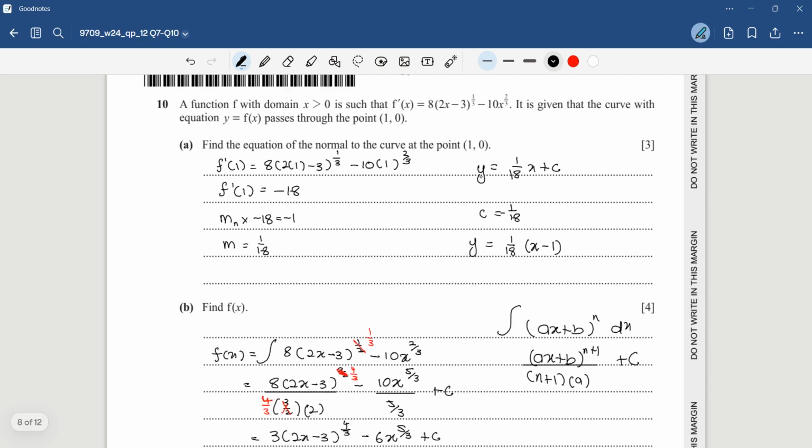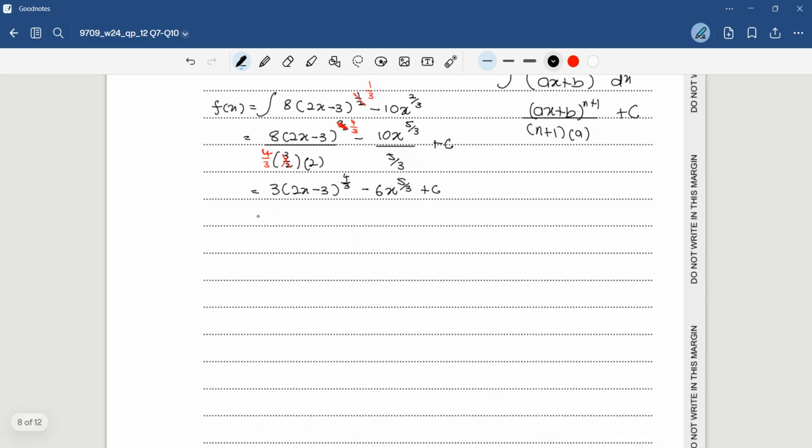So we can use the coordinate from here, (1, 0). So when x equal to 1, y equal to 0. So 0 equal to 3(2 minus 3)^(4/3) minus 6(1)^(5/3) plus c. Therefore, your c will be 3. So your f(x) is equivalent to 3(2x minus 3)^(4/3) minus 6x^(5/3) plus 3.